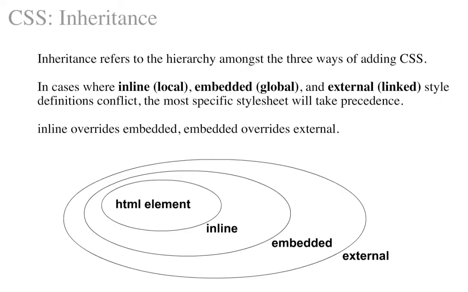Inheritance refers to the hierarchy amongst the three ways of adding CSS. In cases where inline, embedded, and external style definitions conflict, the most specific style sheet will take precedence, meaning that the styles that are closest to the element they are affecting override other styles that may be applied to the same element. Inline overrides embedded, embedded overrides external.